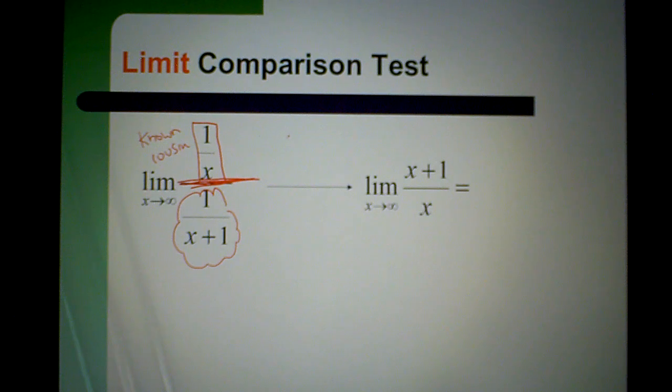I did some algebra, right? I just took this division. 1 over x divided by 1 over x plus 1 is the same as 1 over x times x plus 1 over 1, right? That's how I got x plus 1 over x.